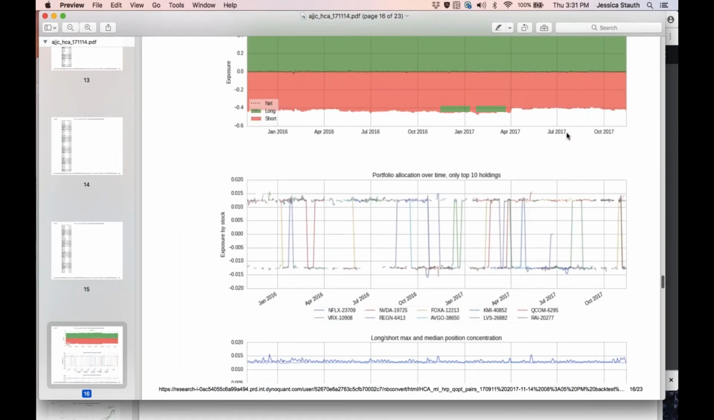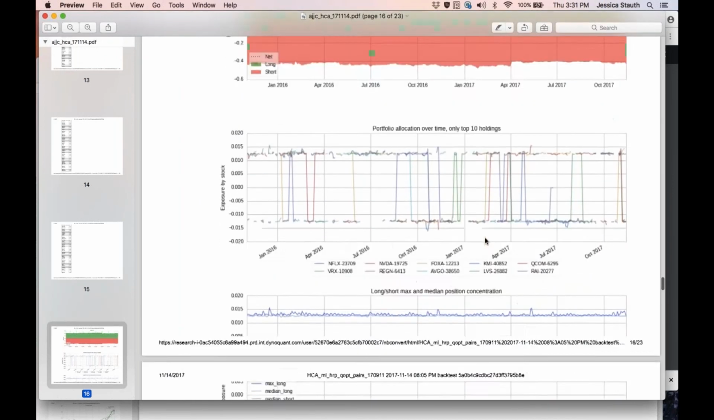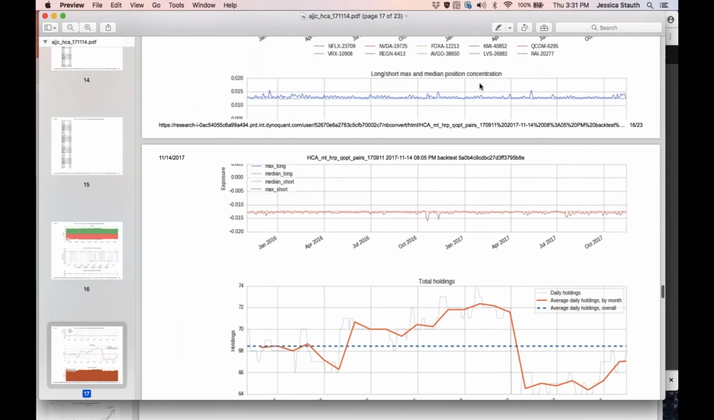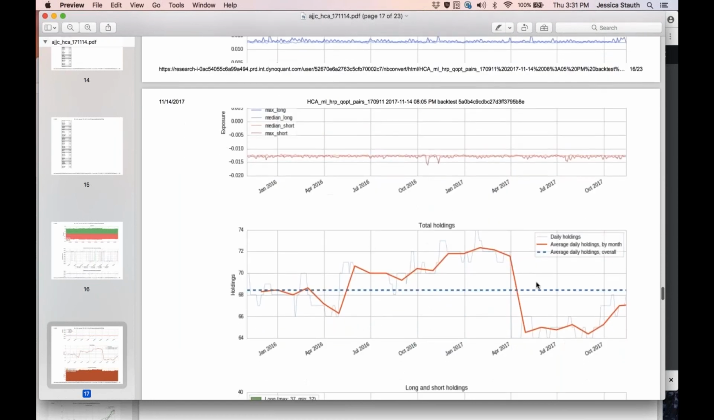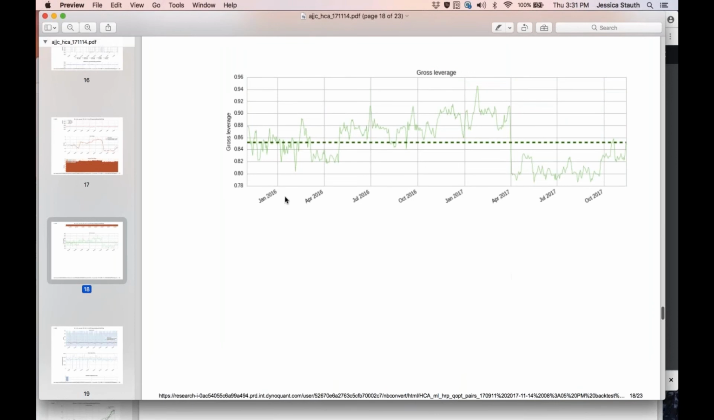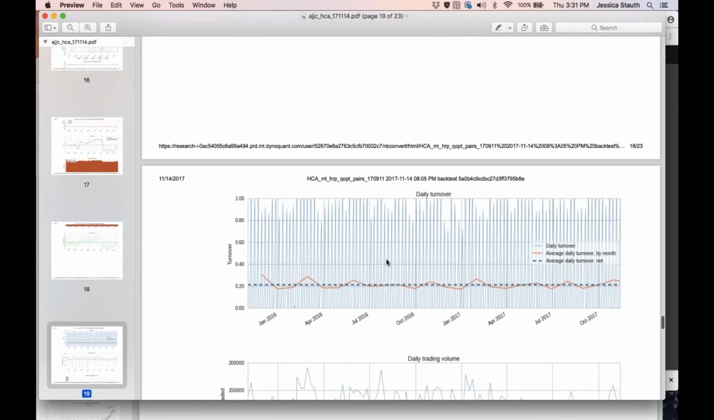All right, so let's skip ahead here. So again, we can see what's nice right there, small position concentration, and that's something I think is really important. Okay, cool. So long exposure and short exposure, just like the last strategy that we reviewed, are equal.